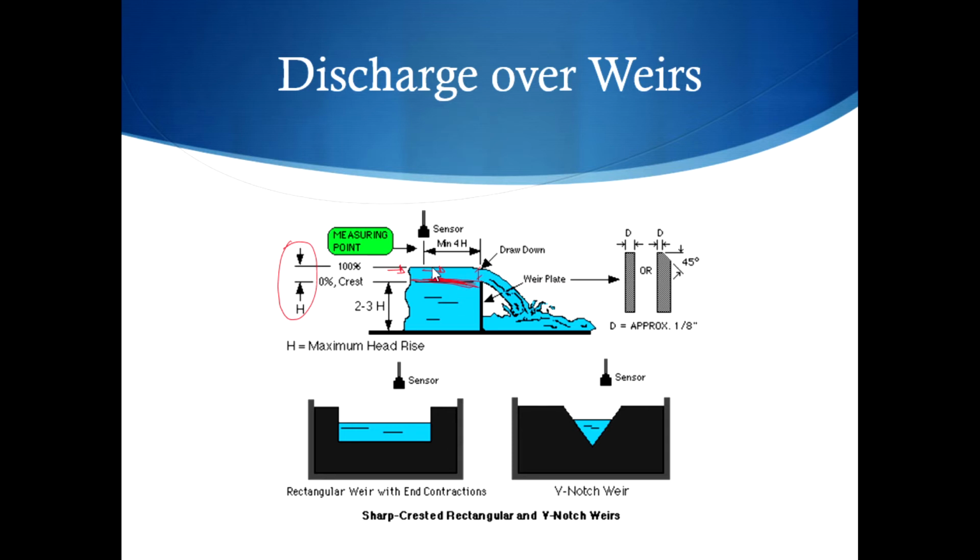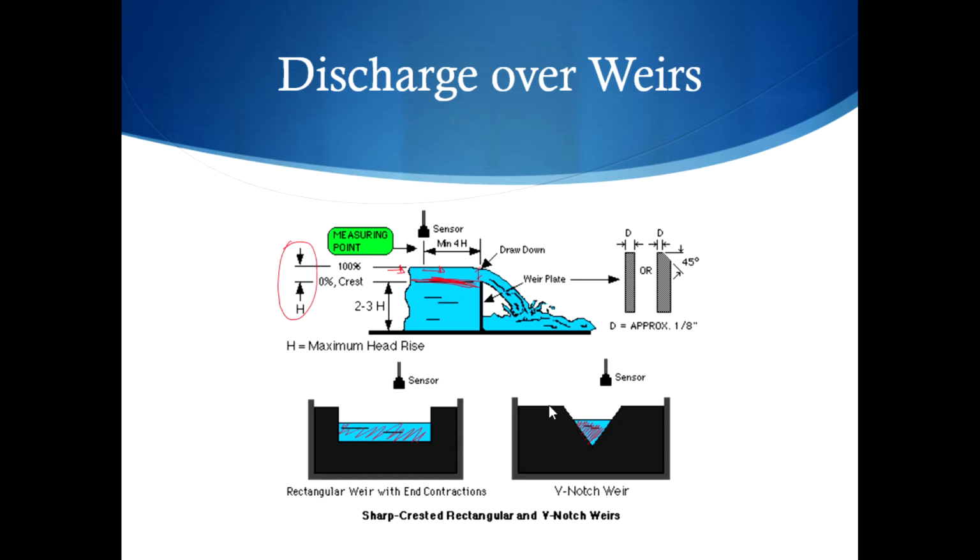Also, there are types of weir. There are rectangular weirs, or trapezoidal weirs with an inclination of 45 degrees. And here are the rectangular weir with end contractions and the V-notch weir. So this is a frontal view of the weir, in which our cross-section area will be this area for the rectangular weir, and our cross-section area for the V-notch weir will be this area.